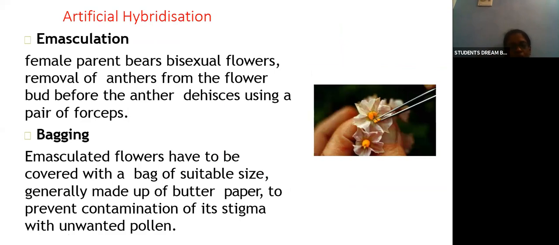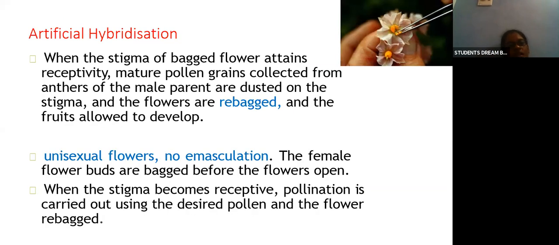Emasculation is done, then bagging will occur, then once receptivity is attained it will be dusted artificially, and it will again be rebagged. Okay, this is artificial hybridization.